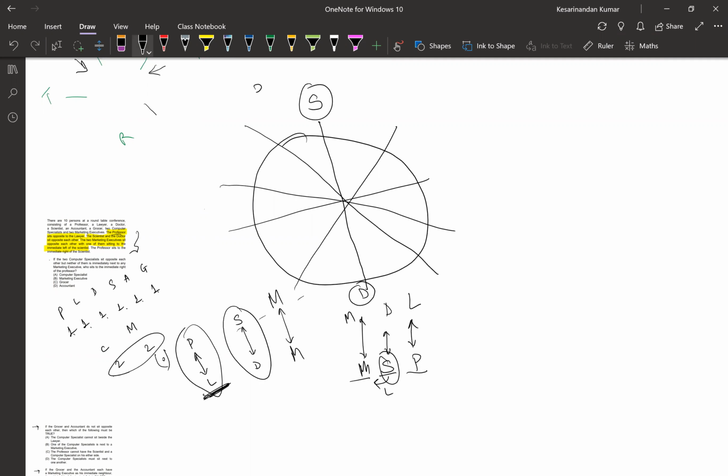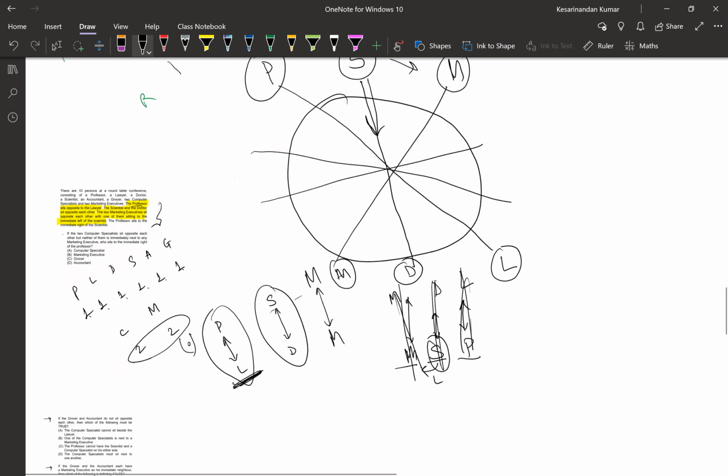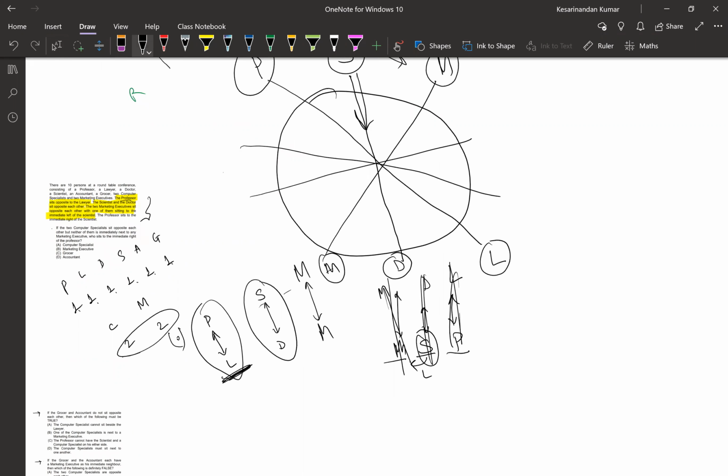To the left of S, the marketing guy sits. So marketing, because they are facing here, left is this side. Marketing here, marketing here. So marketing is done. And to the right of S is professor, and opposite him is lawyer. So this part is done. So professor is done, lawyer is done, doctor is done, and scientist is done. We have both the marketing guys done.